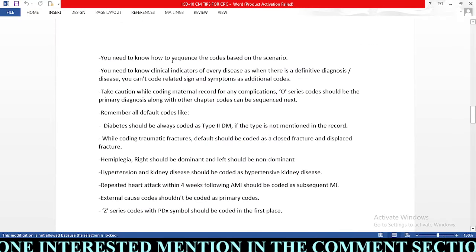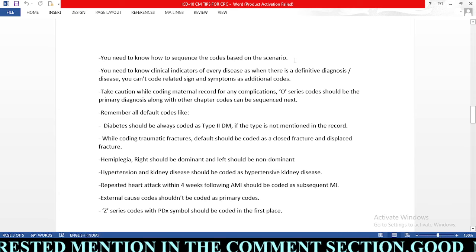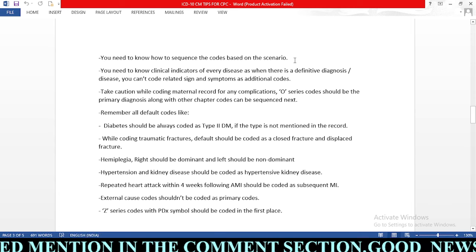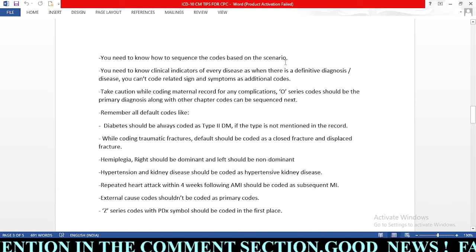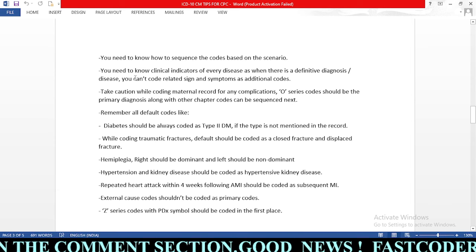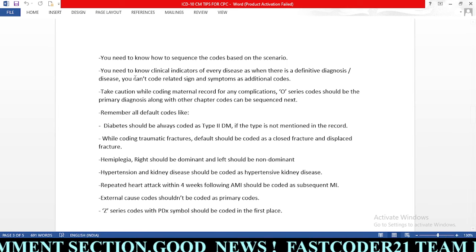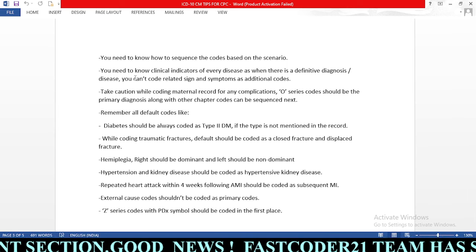And also you need to know how to sequence the codes based on the scenario. So how do you sequence? Anyway, we are going to do some practice questions related to these guidelines. No need to worry. And also you need to know the clinical indicators of every disease.